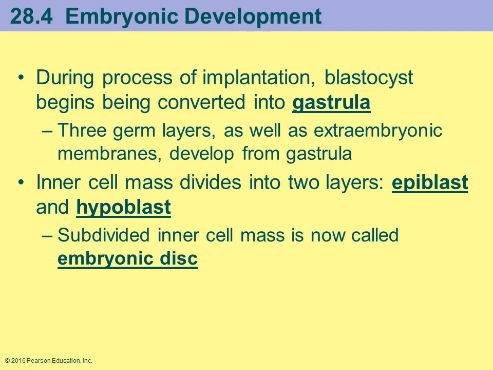Now, during implantation, the blastocyst, that's what we refer to that group of cells, is going to be converted into what we call the gastrula. There are going to be 3 different germ layers that will develop ultimately into producing all of the organs and systems in the developing embryo. The inner cell mass is going to divide into 2 layers, and then there's a subdivided inner mass that's referred to as the embryonic disc.